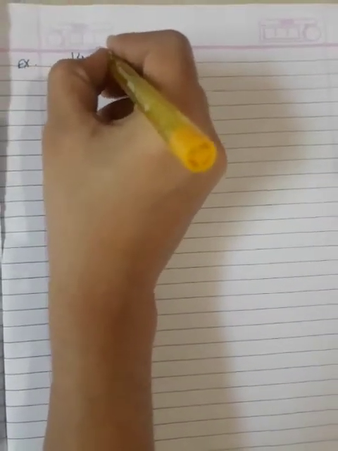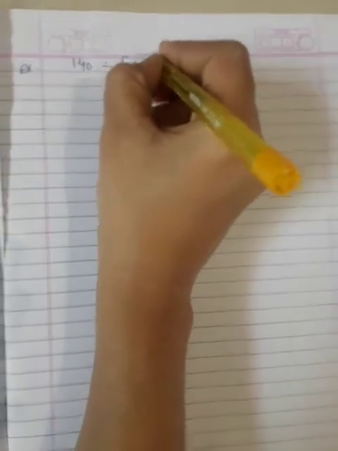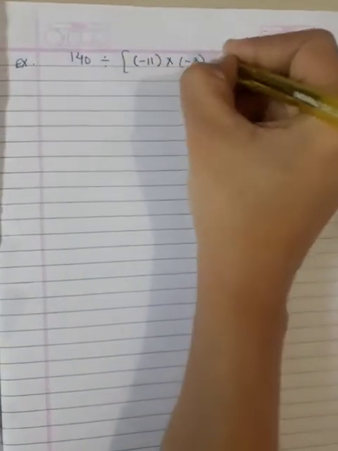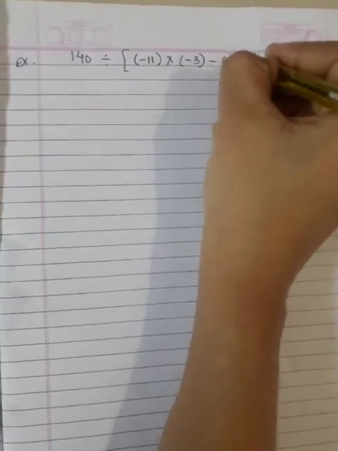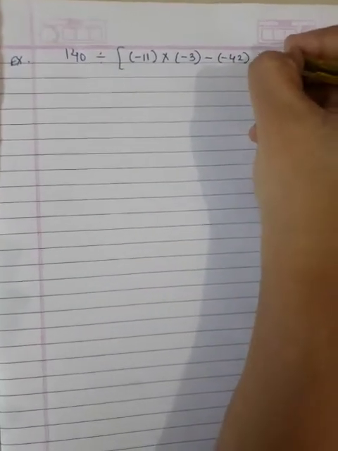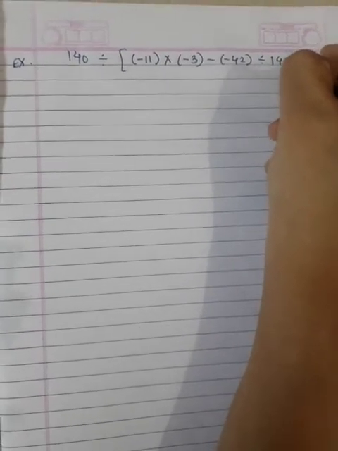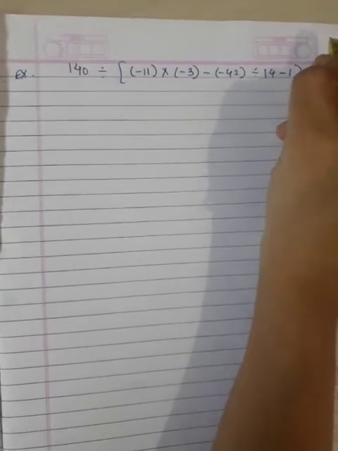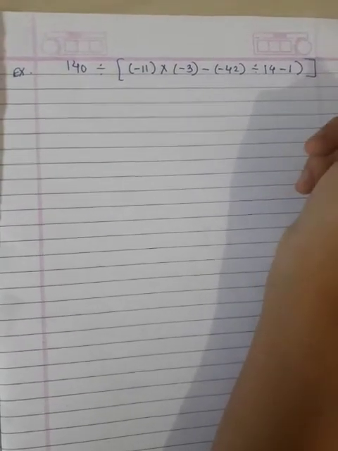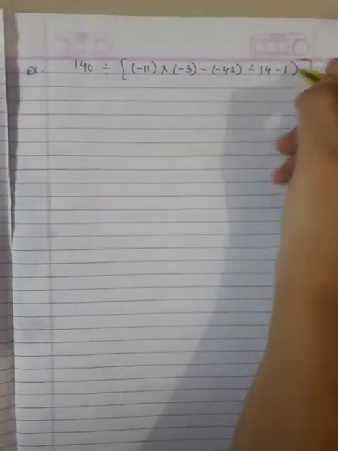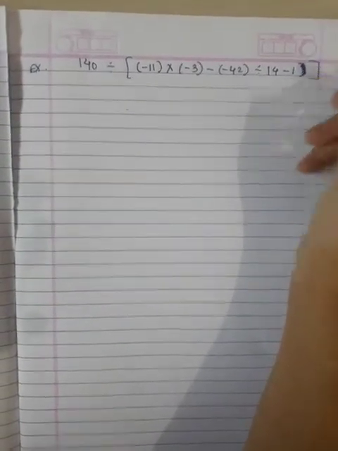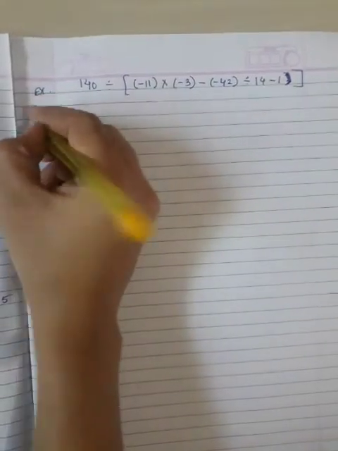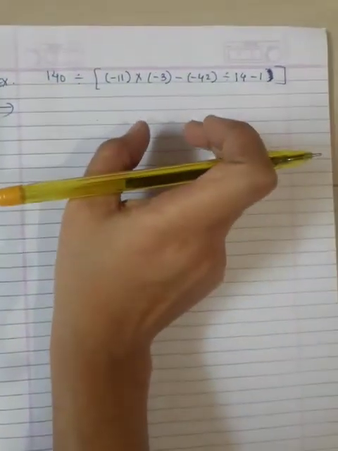Now see another example. 140 divided by square bracket minus 11 multiplied by minus 3 minus 42 divided by 14 minus 1, round bracket completed, and square bracket completed. Now we have to solve this expression. So we know whenever there are brackets, first solve the innermost brackets.